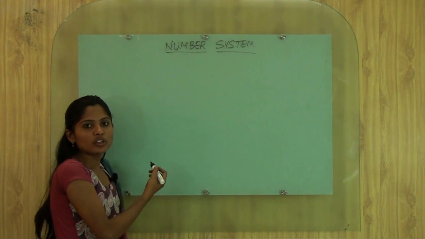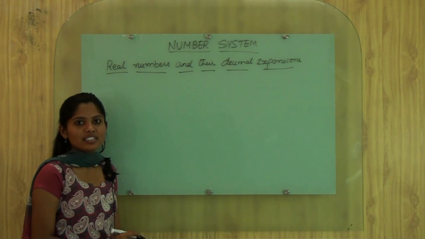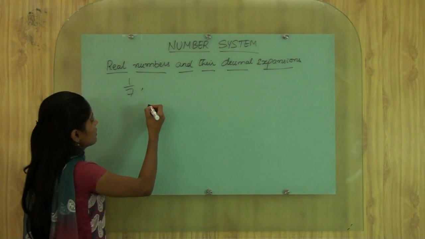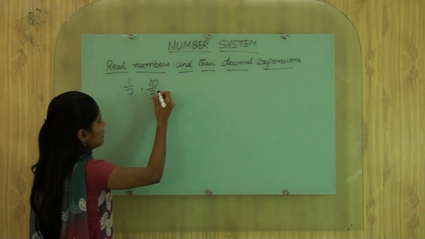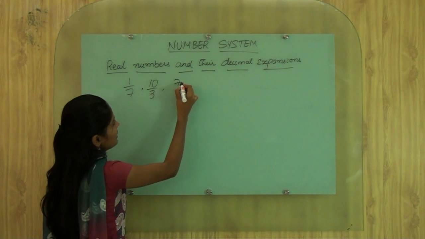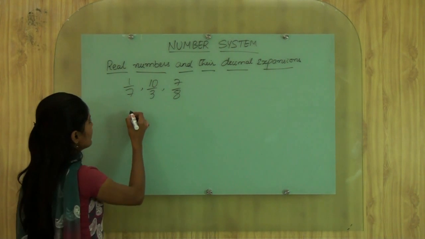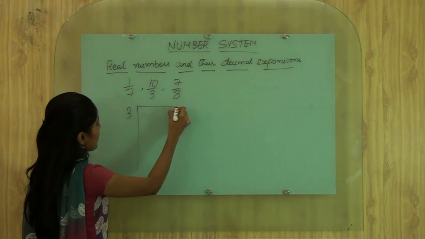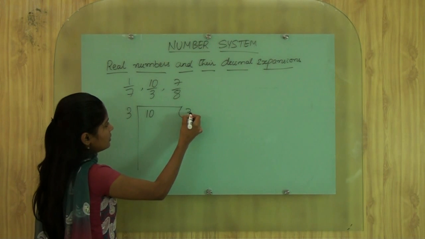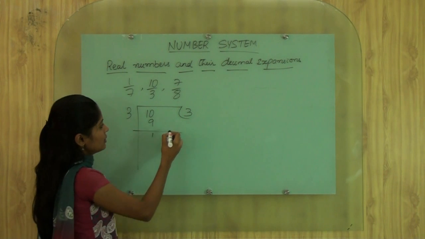Let's do the problems on real numbers again. Take rational numbers. Let's take 3 rational numbers: 1 by 7, 10 by 3 and 7 by 8. Let's divide the rational numbers. Let's take 10 by 3 first. 3 into 3 is 9. 1 is the remainder.